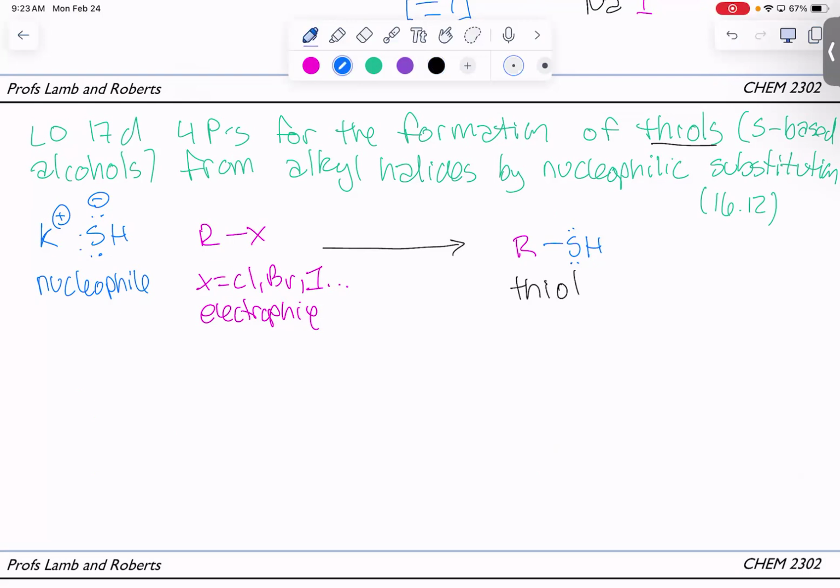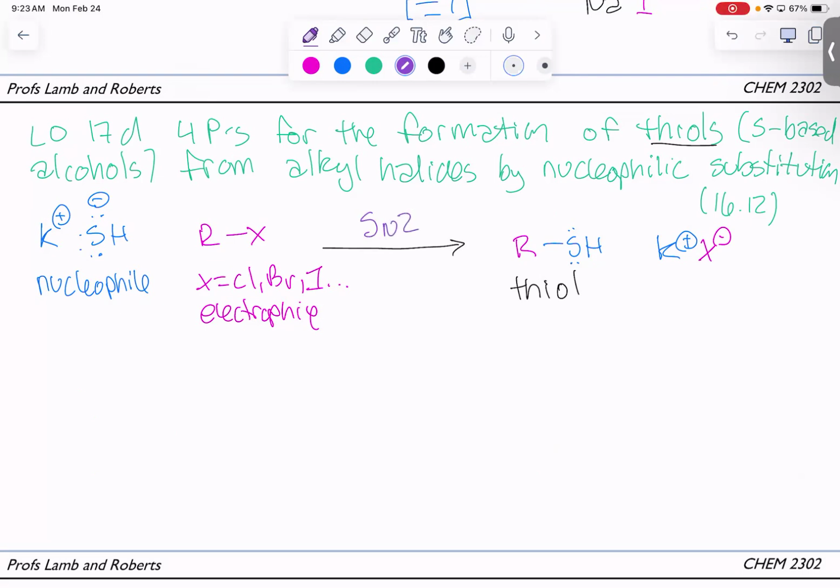We can just keep track of everything. We can say K plus, X minus is our byproducts. All right, so that's how you make a thiol. As you can imagine, this looks pretty primed for an SN2 mechanism.